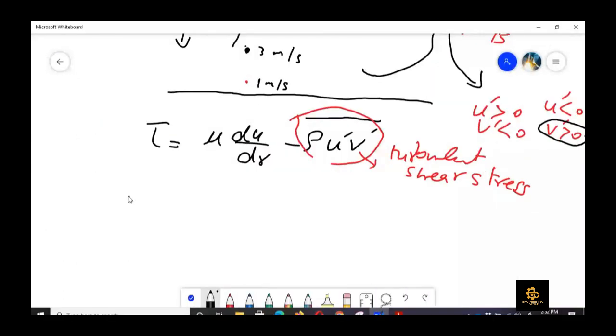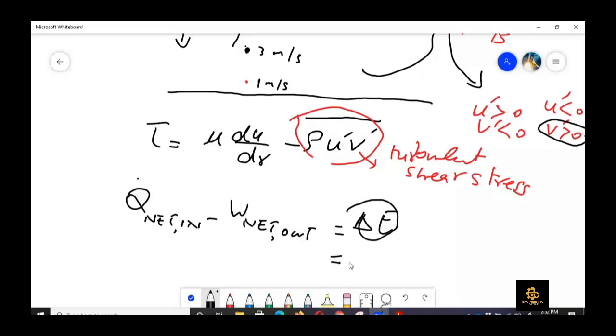First law of thermodynamics: Q net in minus W net out is equal to delta E. That is the mathematical form of the first law of thermodynamics. Now this delta E is delta H, which is enthalpy, plus delta PE plus delta KE, the changes in potential energy and kinetic energy. And for delta H, we know that H is equal to U plus PV, that is U plus P upon rho. H is the enthalpy, U is the internal energy, and P upon rho is the flow energy, which we must have learned in thermo 1.